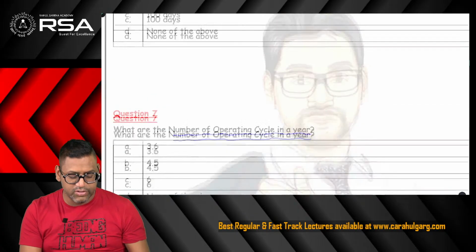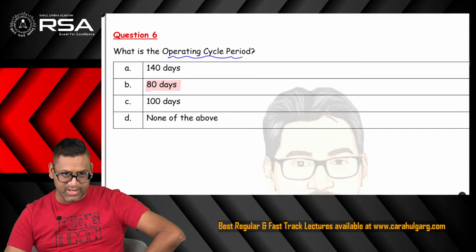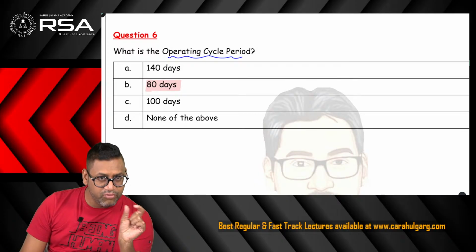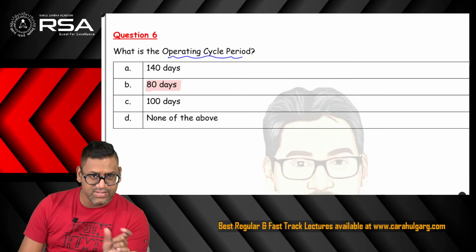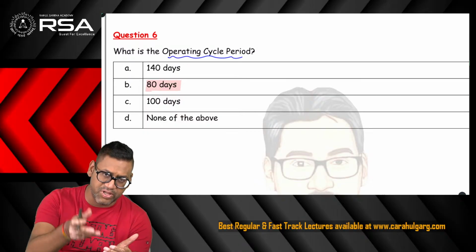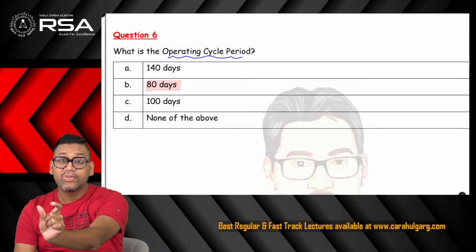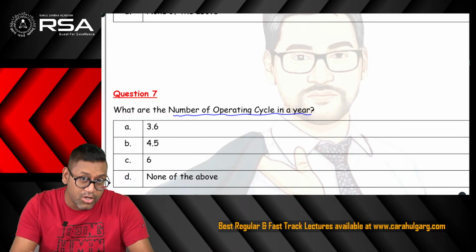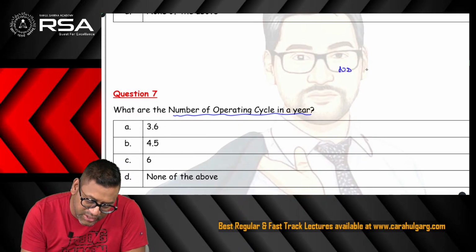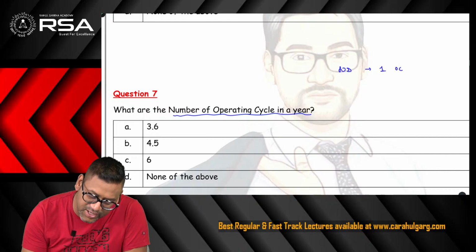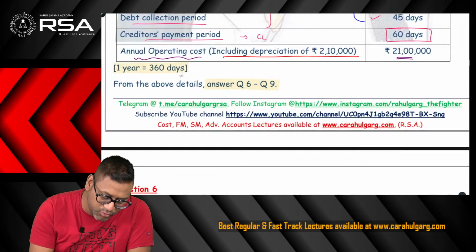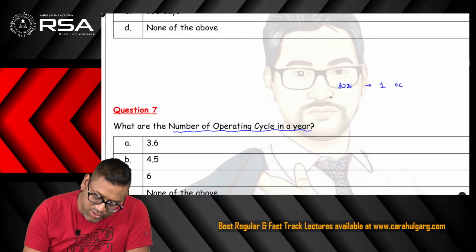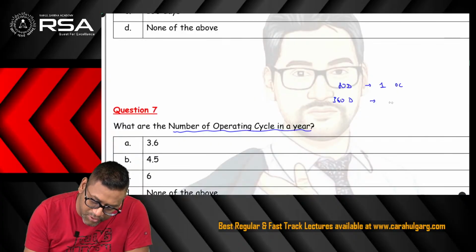in a year. In the first part we said that 80 days is the operating cycle period. It simply means that one operating cycle is of 80 days, or I can say in this manner, 80 days comprise one operating cycle. The question is asking how many operating cycles are there in a year. So you tell me, if 80 days constitute one operating cycle, and in a year the question said that you have to take 360 days. So in 360 days, how many operating cycles shall be there?